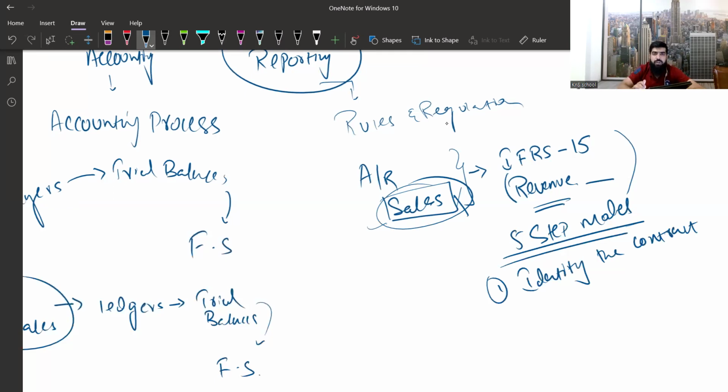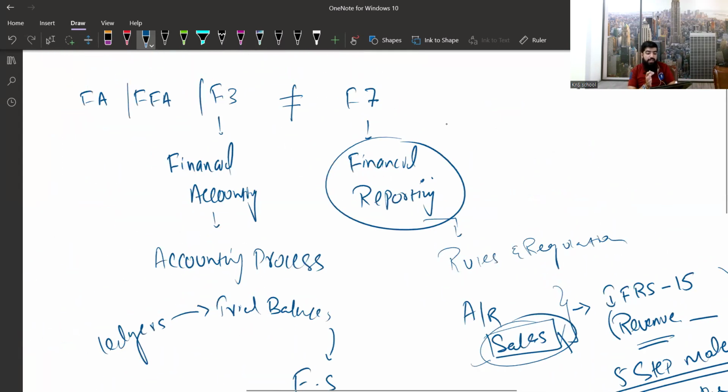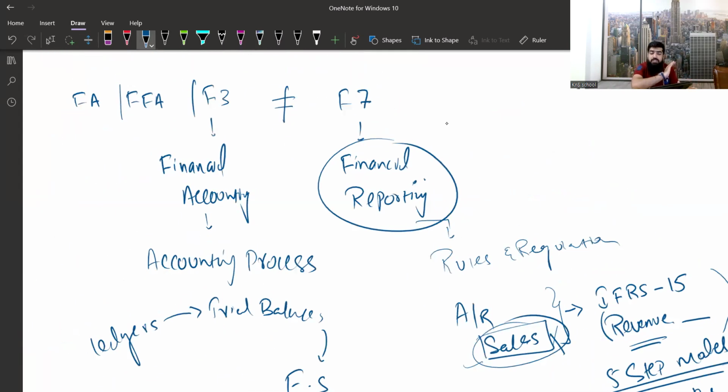There are details in this one, but I'm not going to discuss these details right now. This is an introductory class, and I'm going to give you an introduction to the F7 financial reporting paper. What I'm going to do is first differentiate it. F3 and F7, these topics are not the same. These subjects are not the same.